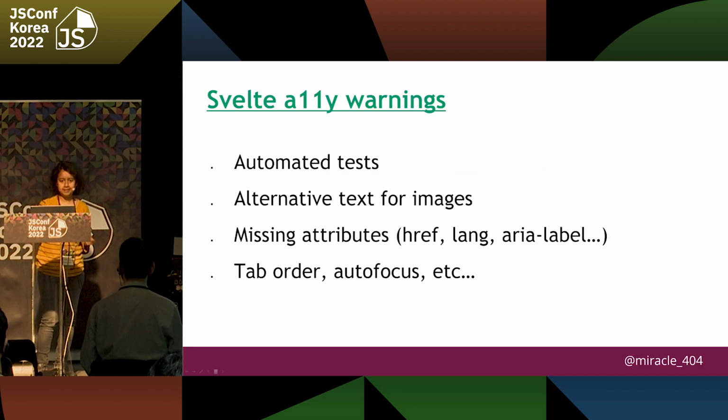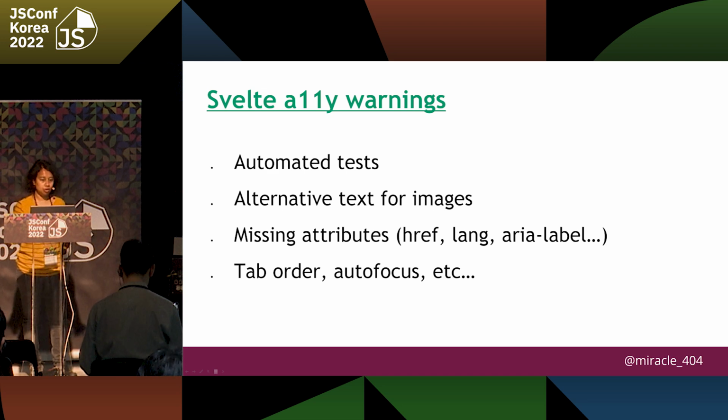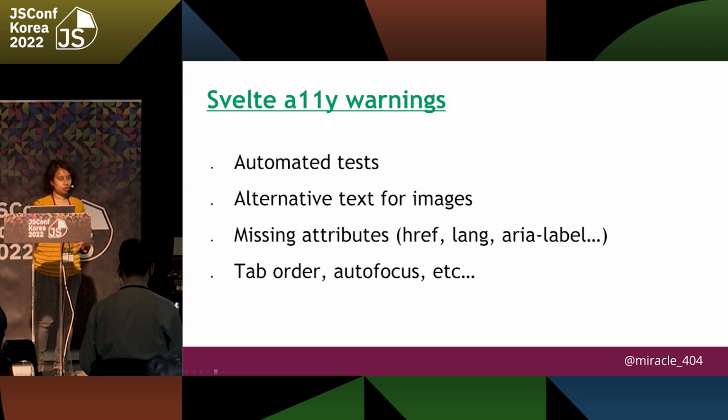Some of the warnings take care of all the automated tests which we can find out in automated tests, like alt text for images. If that's missing, they will give you an error. Also missing attributes like href is required for anchor, language is required for a document, whether your icons are labeled properly or not, tab order, autofocus, etc.